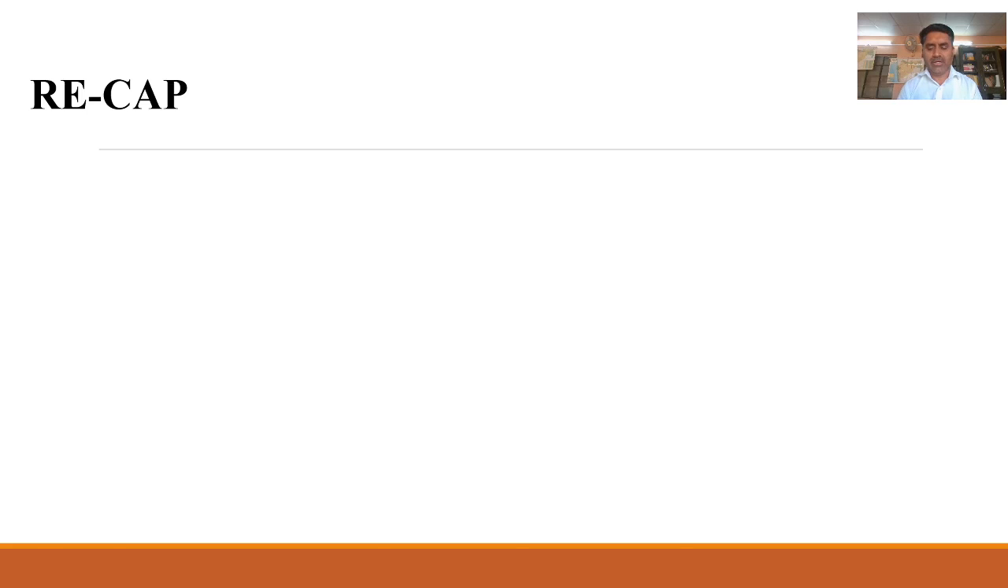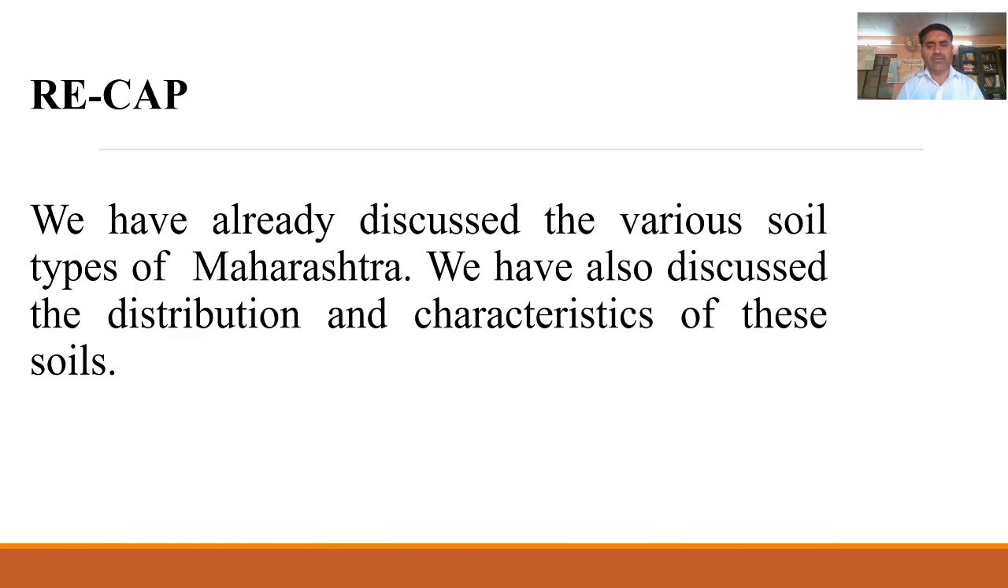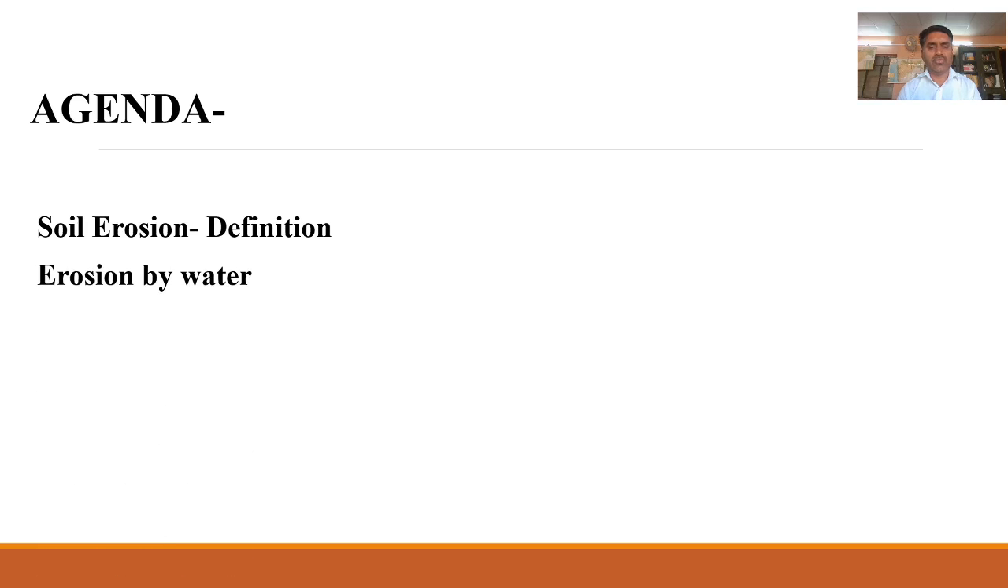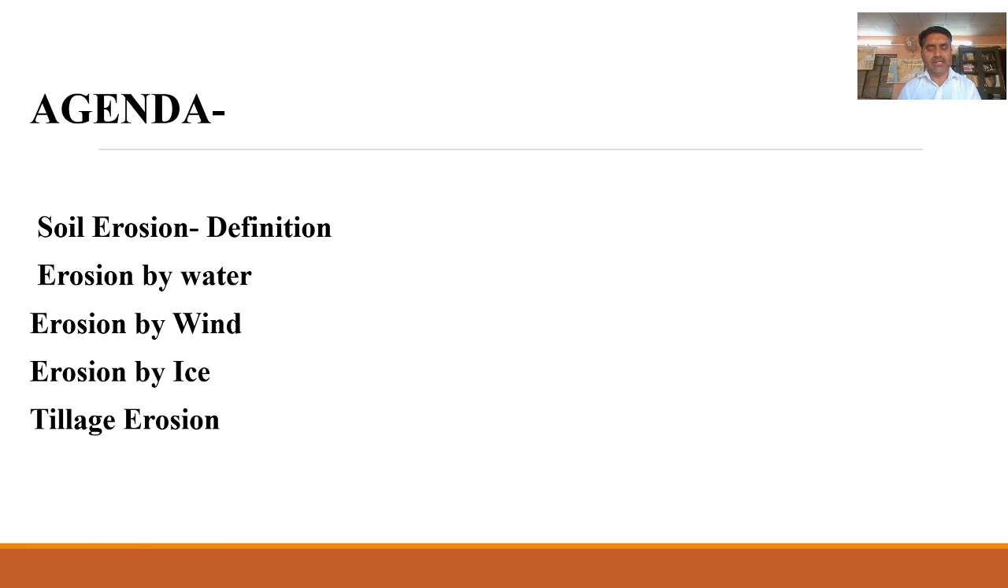We have already learned the various soil types of Maharashtra, and we have also discussed the distribution and characteristics of soils. So today we have to see soil erosion: erosion by water, erosion by wind, erosion by ice, and erosion by tillage or cultivation practices. So let us see.